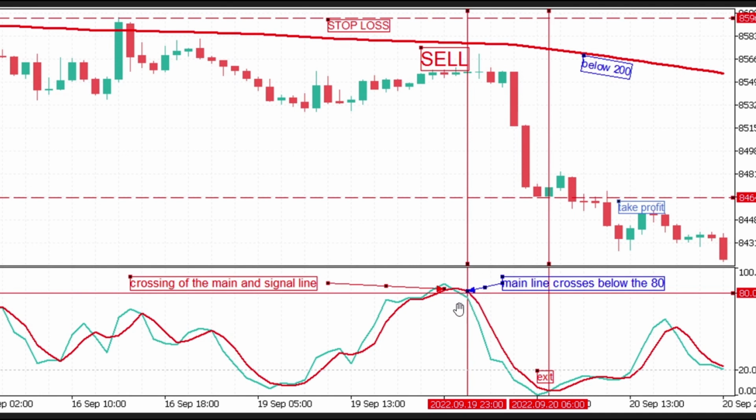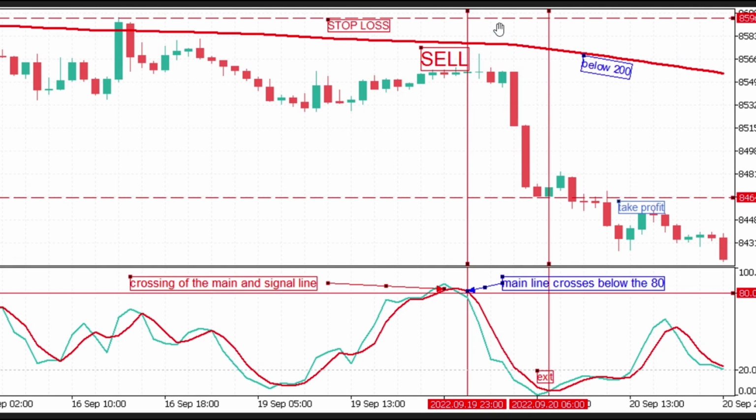It can give you a false signal. So my advice is this: we would rather wait for the red line to cross the 80 level. Then when it crosses the 80 level, then we sell. So when are we going to put our stop loss and our take profit?